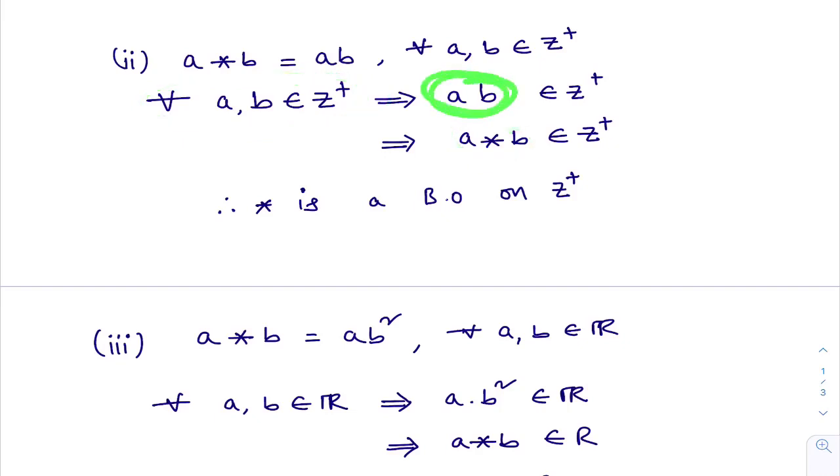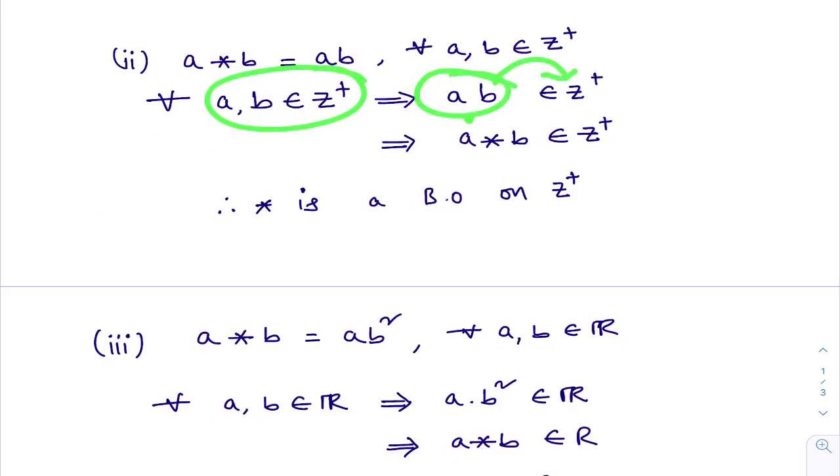How did you get ab here? Because in the question they have given a star b equal to ab. I am checking whether ab belongs to the positive integers or not. You take a and b as two positive integers. Is ab a positive integer or not? Just think: take any two positive integers and multiply them, and you will again get a positive integer.